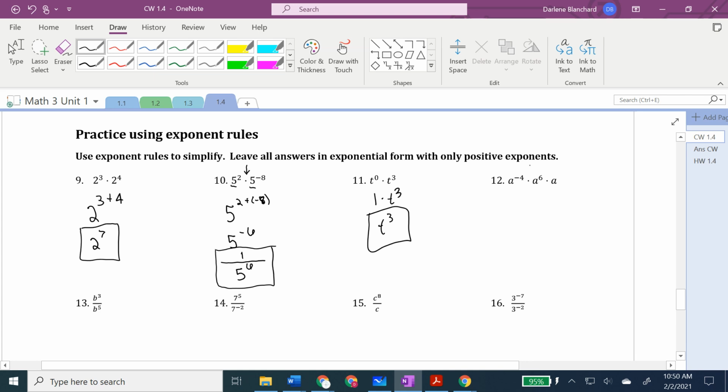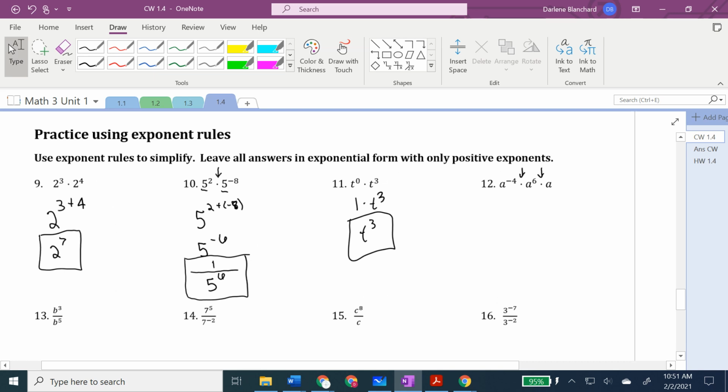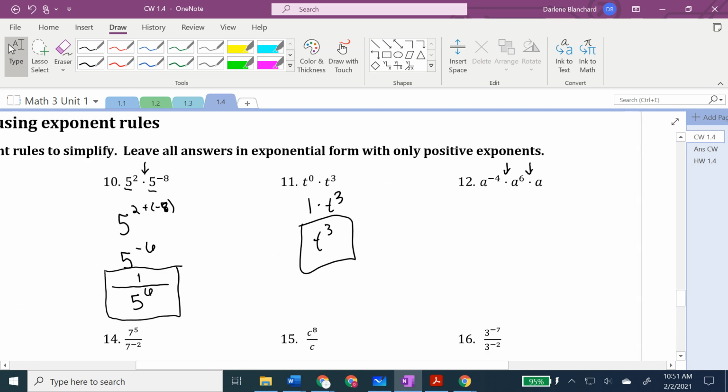If you have more than one thing multiplying, here we have 3 exponentials multiplying. The same base is there for each one. You're just going to add all 3 exponents together. You have a -4 exponent, a 6 exponent, and an understood 1. If you don't see an exponent, we understand that it's to the 1 power.